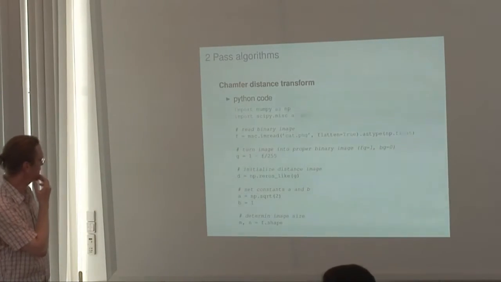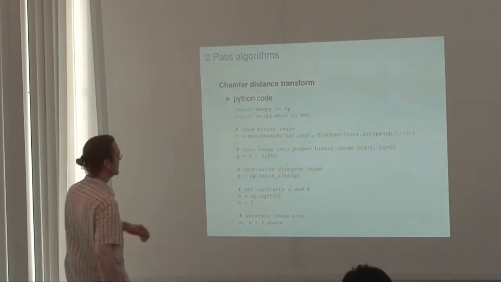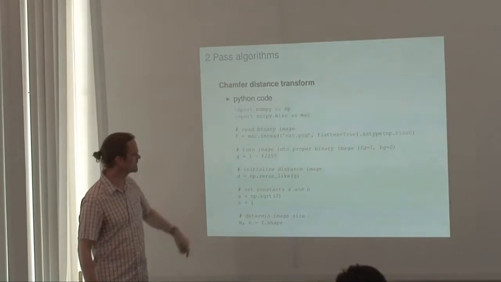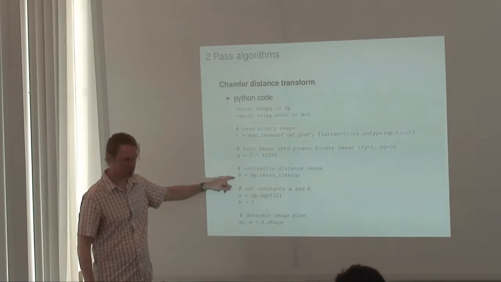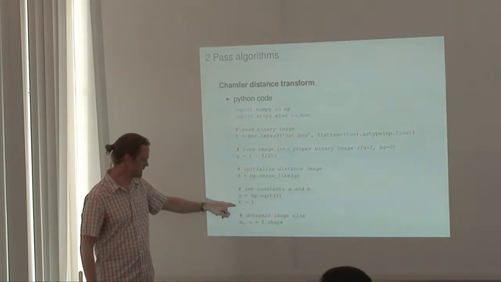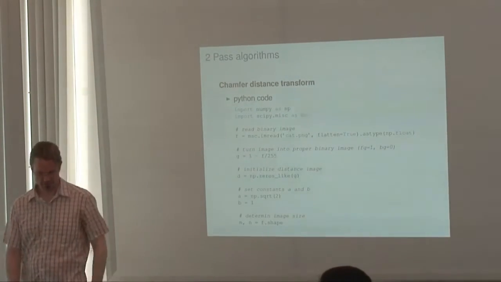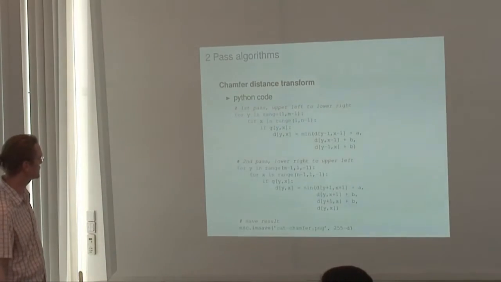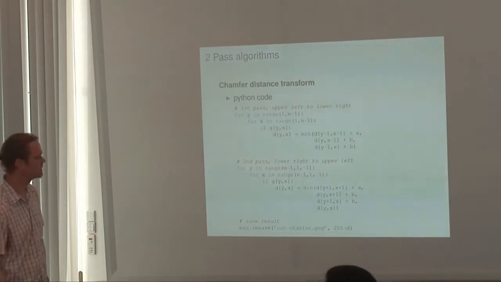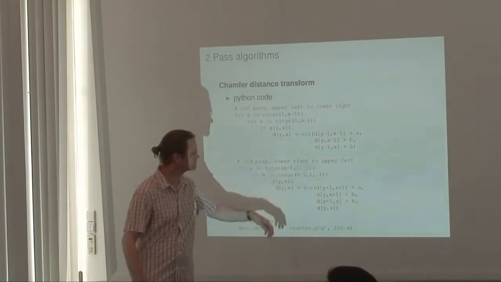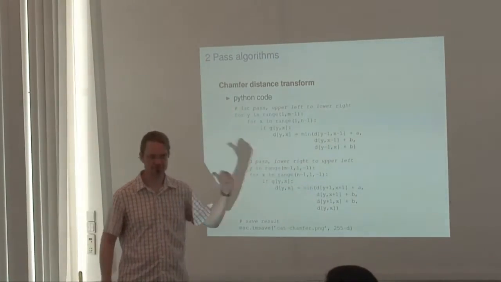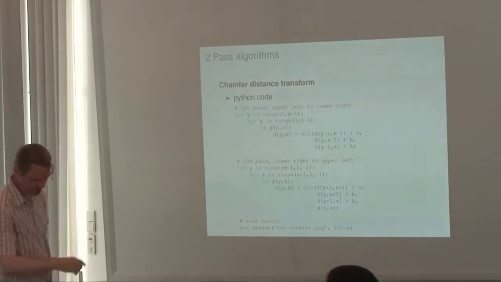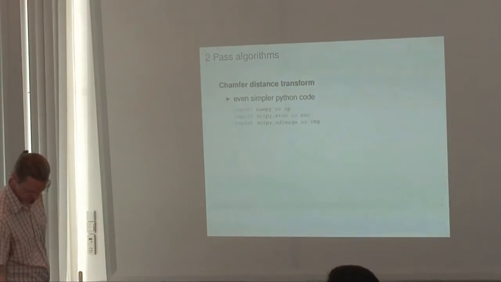This is how it can be done in Python. We read an image, we turn it into a binary image, we compute an initialized version of the distance image, set A and B, determine the size of the image, and then we have these two passes here. The for loops actually have the same structure. This is obviously different from what we had on the previous slides, because this one works, since I used it to compute. Now, where was it?